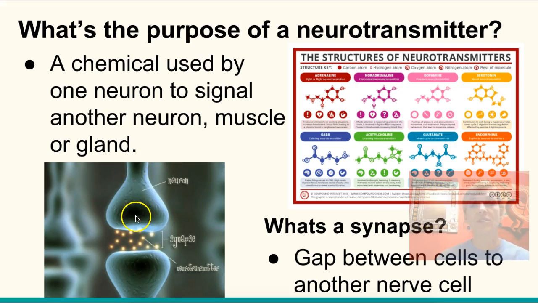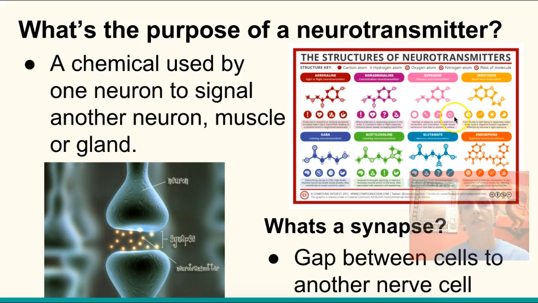So this could be a sensory neuron sending signals to associative. It could be associative sending it to motor. It could be motor sending it to your bicep muscle. So crossing the synapse is one of a number of different neurotransmitters. They all have a specific shape. And so that next cell would have receptors that fit that particular chemical shape.